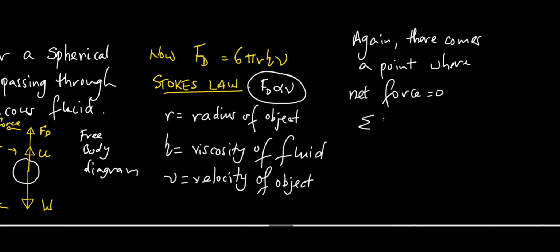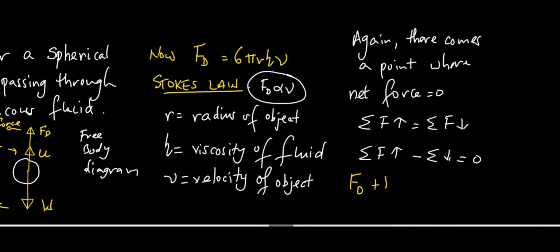As mentioned in the previous example with the parachuter, there comes a point where the net force equals 0 again, where the sum of the upward forces equals the sum of the downward forces. This is attained by substitution, of course, our upward forces being drag force and upthrust, whereas our downward force is simply weight. In plugging these values into our equation, we get that Fd, which is our drag force, plus upthrust minus weight equals 0.